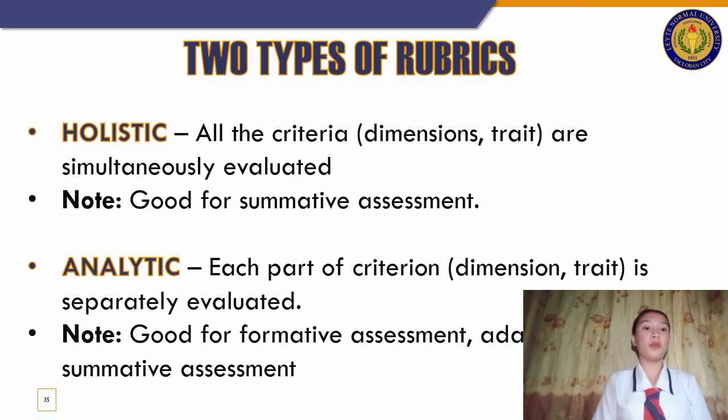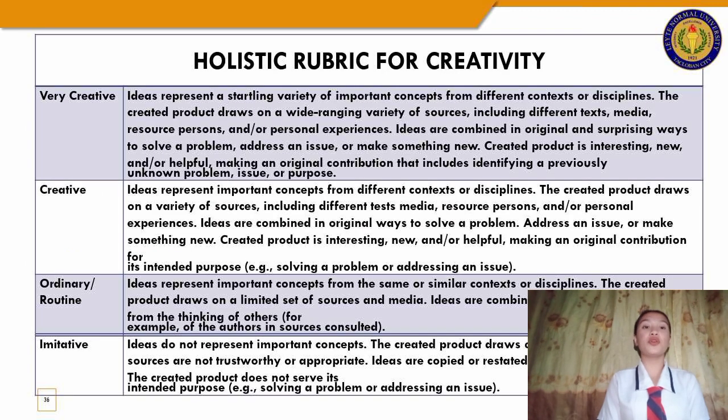Now we're going to explore two types of rubrics, holistic and analytic, that can help us assess creativity. So creativity is a wonderful aspect to evaluate, especially when it comes to the depth and quality of ideas, variety of sources, organization, and originality of contributions. So first, let's look at the holistic rubric. It categorizes creativity into four levels: very creative, creative, ordinary, routine, and imitative.